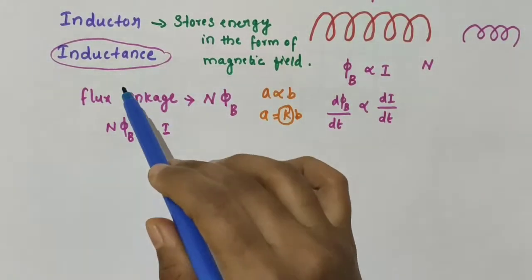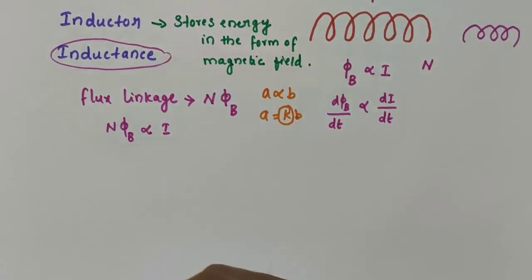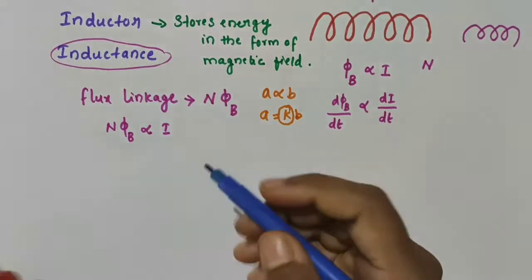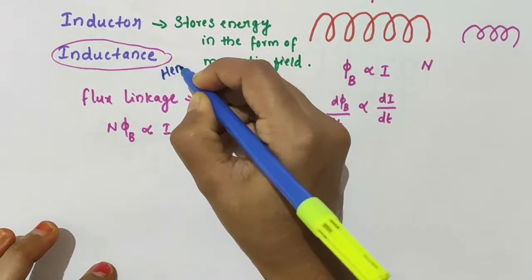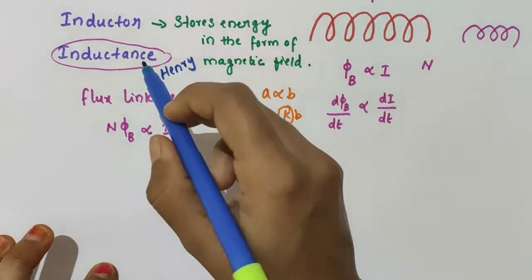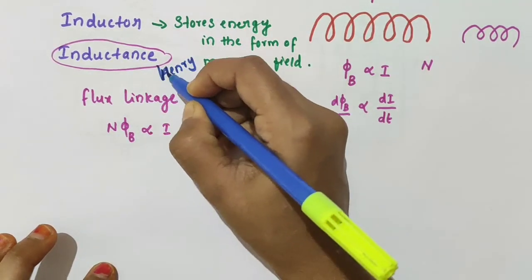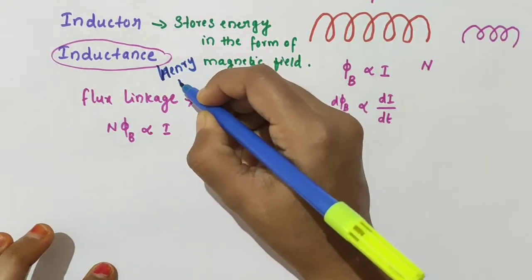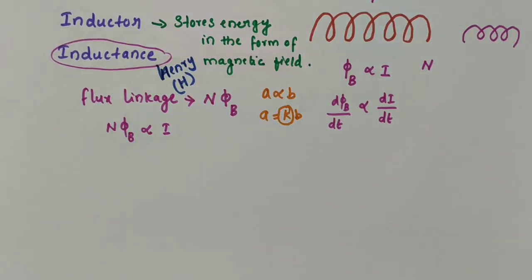This inductance is actually a scalar quantity. The SI unit of inductance is Henry. Okay, inductance is a scalar quantity. Its SI unit is Henry. It is represented by capital letter H. Now, what will be the dimension of inductance?